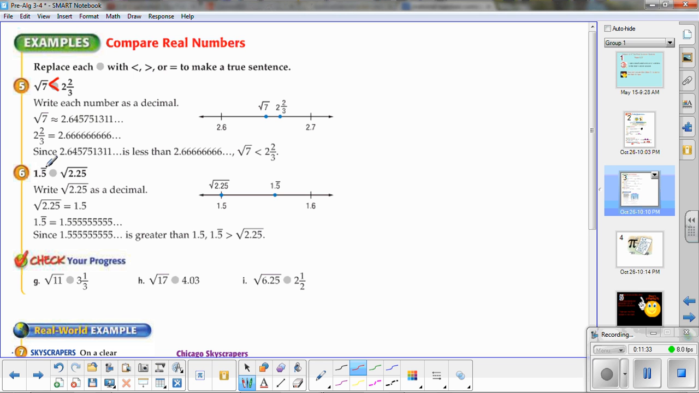Now if we're comparing 1.5 repeating and the square root of 2.25, if you were to type that into your calculator, you would get 1.5. And when you compare 1.5 repeating and 1.5, 1.5 repeating is bigger because 1.555555555 is bigger than 1.50000. If you compare, the next number would be a 5 and here the next number would be a 0. So 1.5 is going to be smaller. This one right here is going to be smaller than 1.5 repeating.